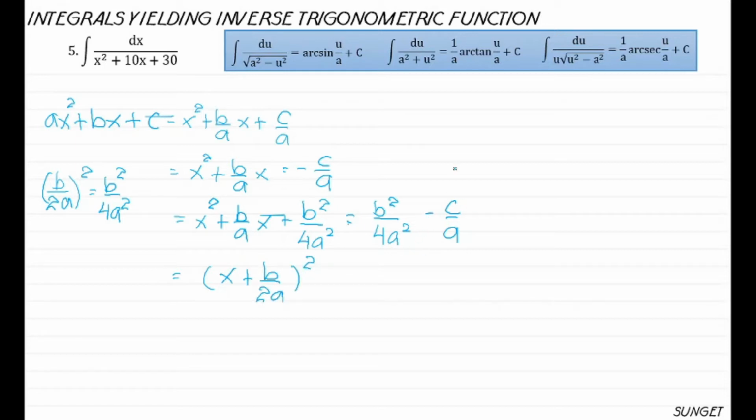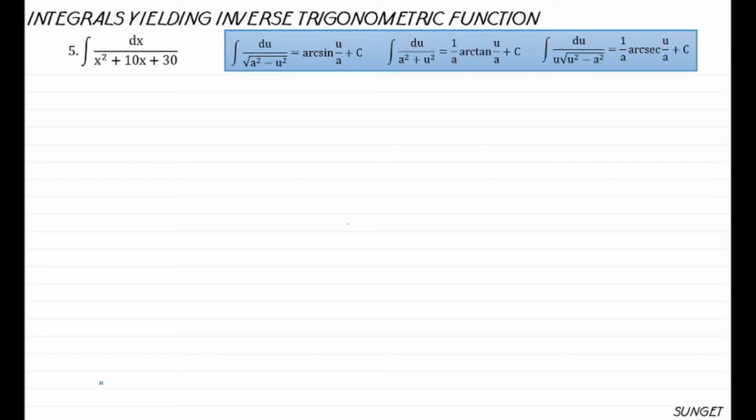Then transpose the two terms from the right side to the left side. So we have plus c over a minus b squared over 4a squared.